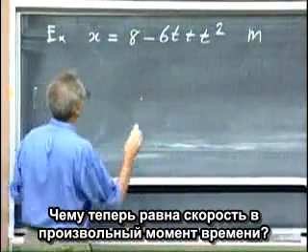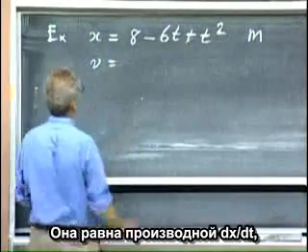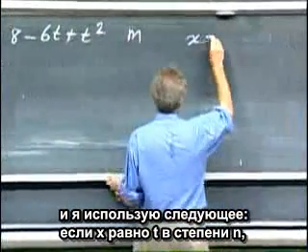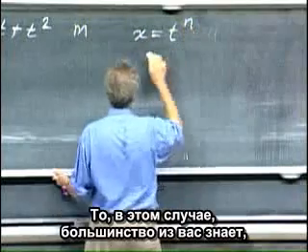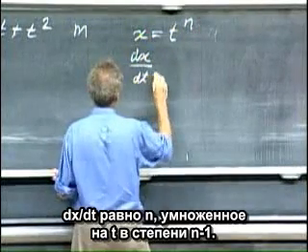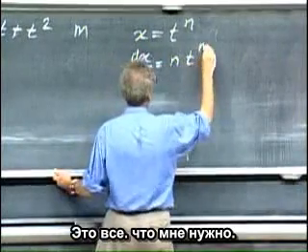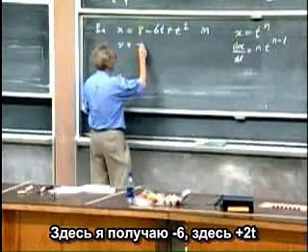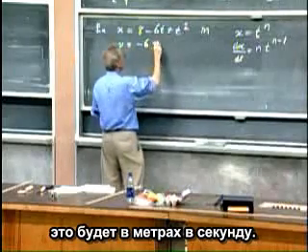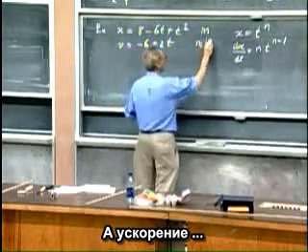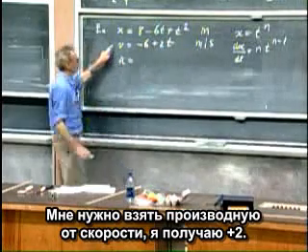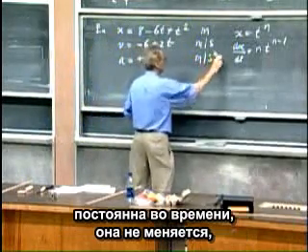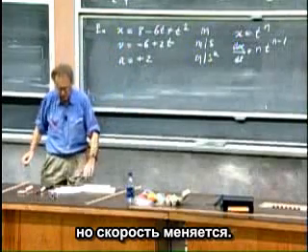What now is the velocity at any moment in time? Well, that's the derivative, dx/dt. And I use the following: if x equals t to the power n, then, as most of you should know, dx/dt is n times t to the power n minus 1. That's all I'm using. So the derivative of 8 is 0. I get here minus 6. I get here plus 2t. This would be in meters per second. And for the acceleration, I have to take the derivative of the velocity. I get plus 2. So notice that the acceleration is constant in time. It's not changing, but the velocity is changing.